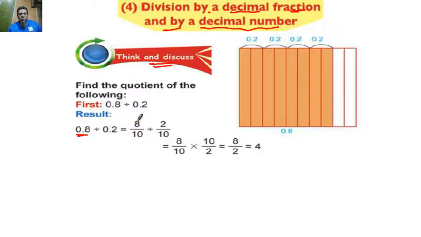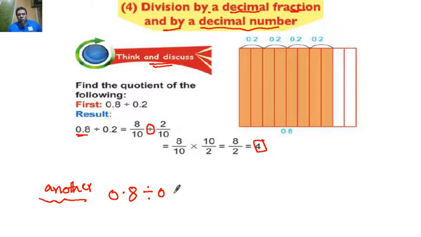0.8 becomes 8 over 10, dividing 0.2 becomes 2 over 10, and convert division into multiplication by the reciprocal. Then 8 over 10 times 10 over 2, and reduce, the result equals 4. This is one way. Another way, or another solution: when dividing 0.8 by 0.2, we must convert the divisor.